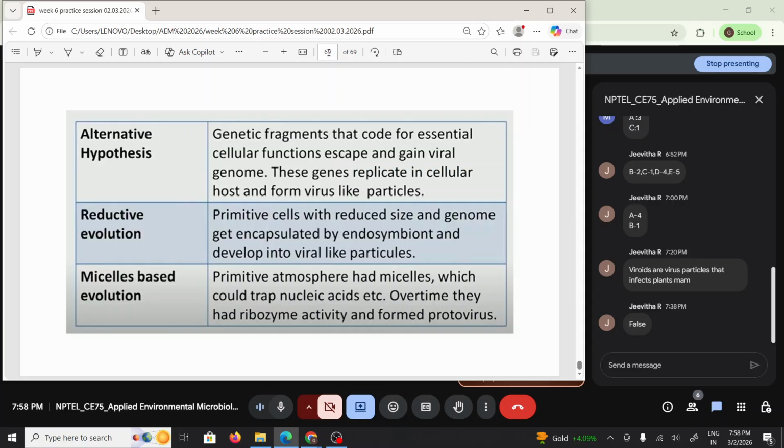In the micelle-based evolution, the primitive atmosphere had micelles, and these micelles could have trapped the nucleic acid, and over time they also had ribosome activity, and they tried to form structures called protovirus. So these are the hypotheses that are related to viral evolution.